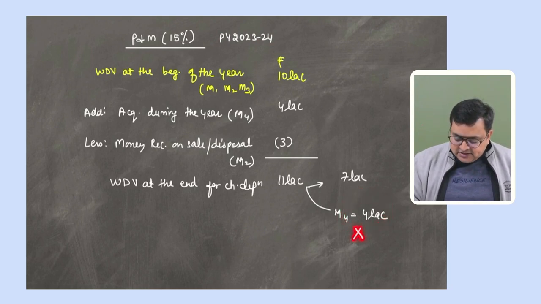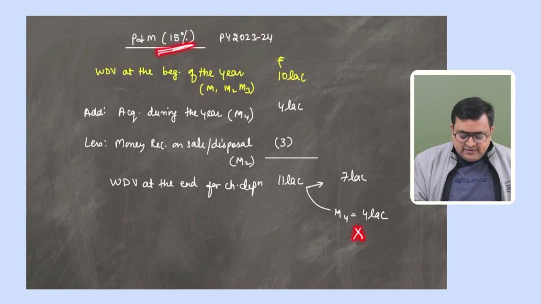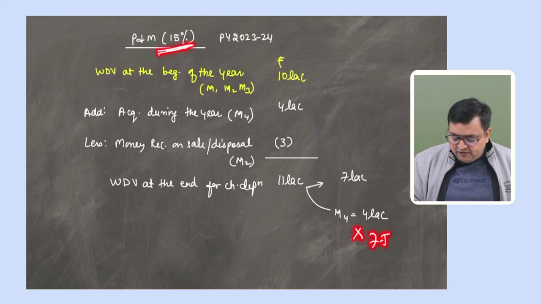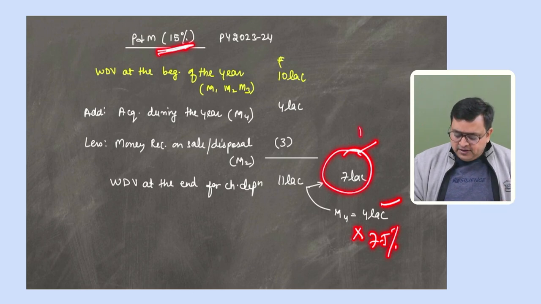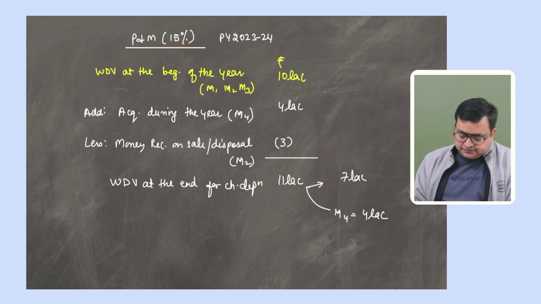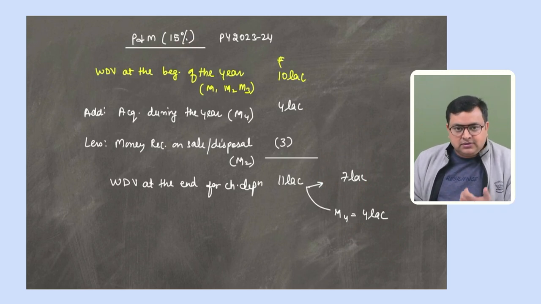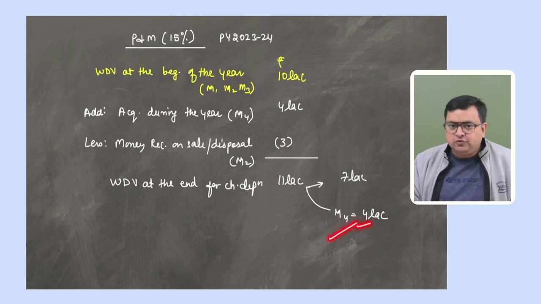On 4 lakh, what is the half depreciation? The full depreciation is 15, so you will charge 7.5% on this value. And on this remaining value, you have no problem. Here you will be charging 15%. Right? Got it?